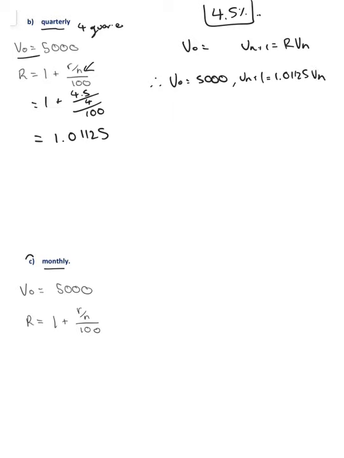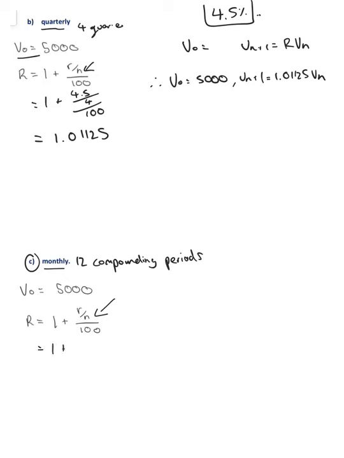Now we're going to look at monthly. How many months are there in a year? 12. So there are 12 compounding periods. So now we're going to sub 12 in as n. This is something you need to be really careful about, because it'll come up a little bit, and you need to make sure that when you're finding your R, you're subbing in the rate and the number of compounding periods correctly. Cool, let's continue.